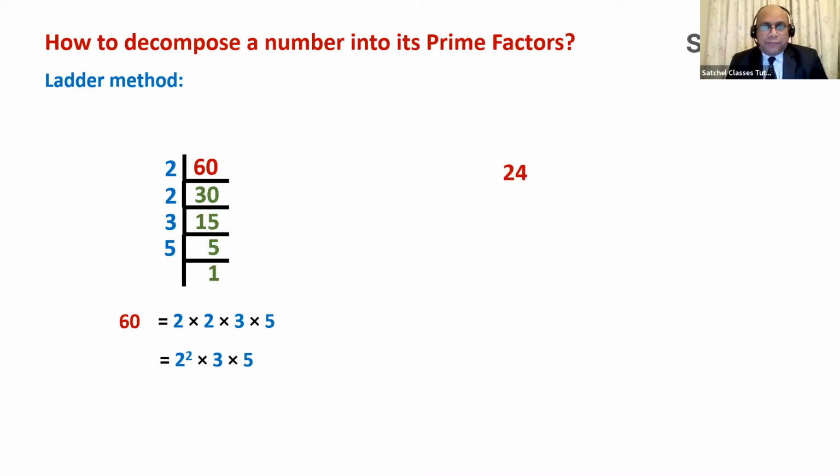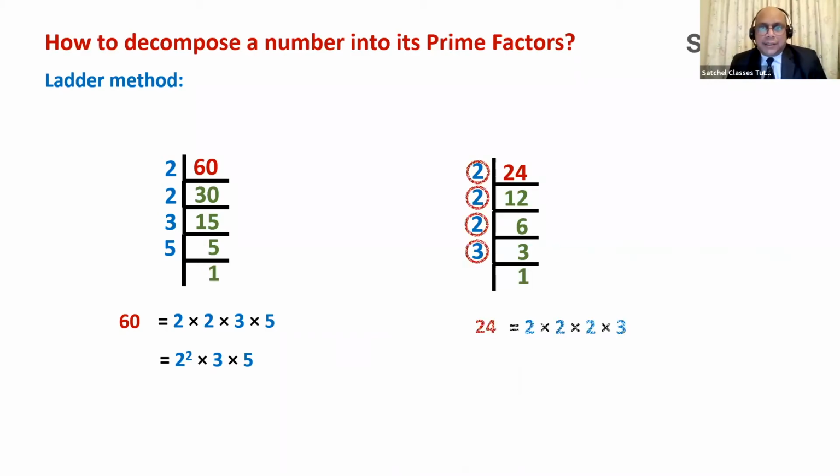Okay, how about 24? 24 can be divided by 2, which is the smallest prime number, and 2 divides 24 12 times, correct? Once again, 2 divides 12 6 times, and 2 also divides 6 3 times. Now 3 cannot be divided by 2. However, 3 can be divided by 3 itself once. And that's it. We got 1 at the bottommost rung of the ladder. So your final answer is 24 can be written as 2 times 2 times 2 times 3. And that's your prime factor decomposition of 24. 2 cubed times 3.